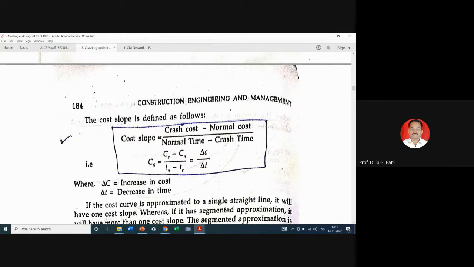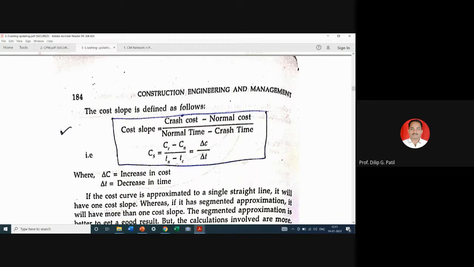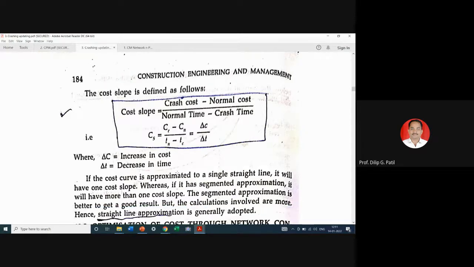Increase in the cost, delta C. So this is nothing but crash cost CC minus normal cost CN divided by normal time TN minus crash time TC. Delta C divided by delta T. So this is nothing but the increase in the cost per unit time. बरोबर आहे. So increase in cost per unit time किती लागत आहे हे आपल्याला बघायचं आहे.